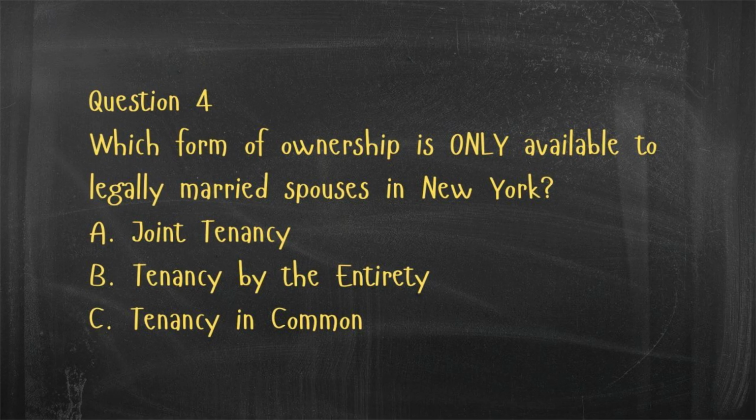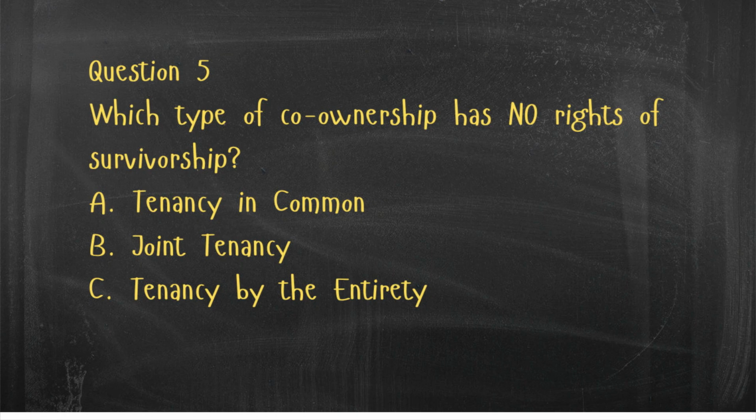Question 4. Which form of ownership is only available to legally married spouses in New York? A. Joint tenancy. B. Tenancy by the entirety. C. Tenancy in common. The answer is B. Tenancy by the entirety.